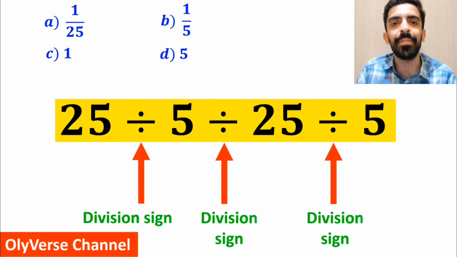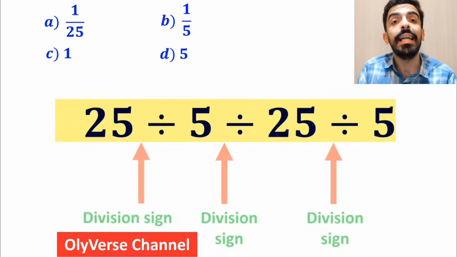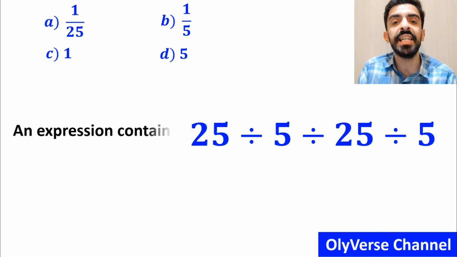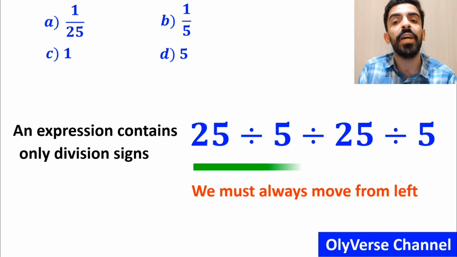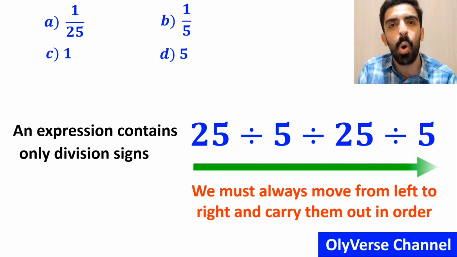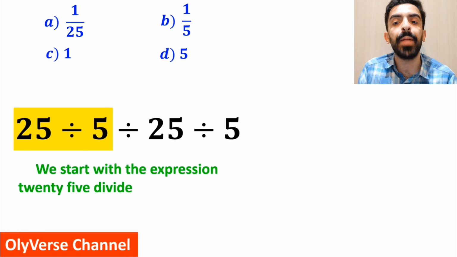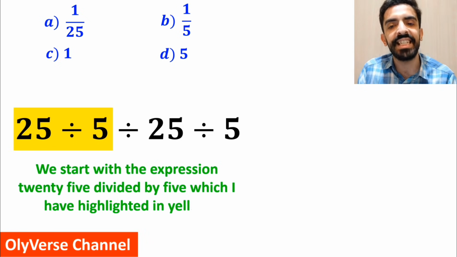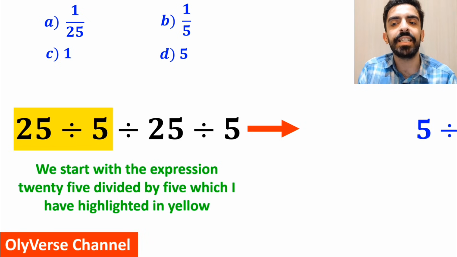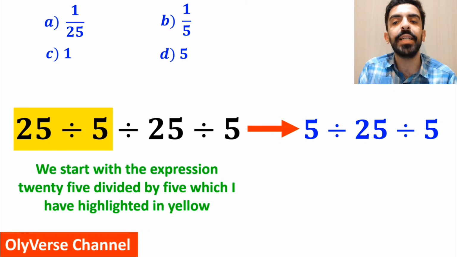As you can see in the image, in this expression, we have 3 division signs. It's very important to note that when an expression contains only division signs, we must always move from left to right and carry them out in order. So, first we start with the expression 25 divided by 5, which I have highlighted in yellow. And instead of this expression, we can write 5 divided by 25, then divided by 5.